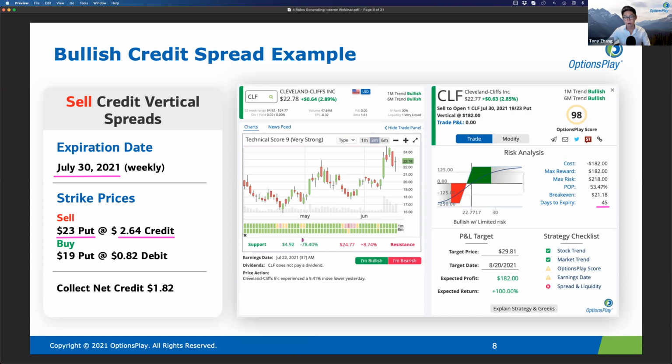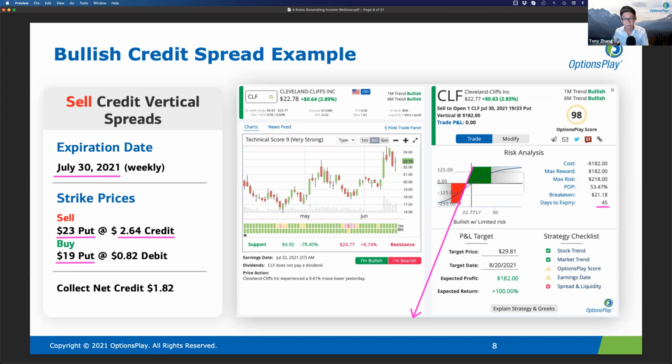Now, for those of you that are familiar with selling puts, selling a put option collects a fair amount of premium. But what happens with selling a put option is that you have truly quite a bit of risk to the downside. If the stock continues to tumble lower and lower and lower, you have risk all the way down to zero. So with a credit spread, what you're doing is simply selling a put option, and then in order to reduce the amount of risk that you have to take, you're buying a lower put option.